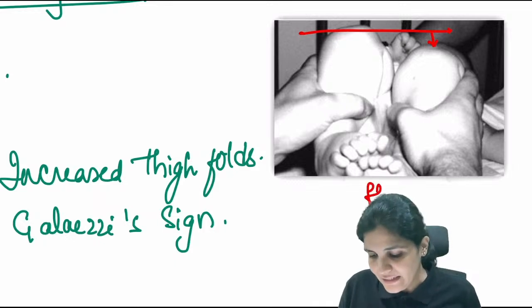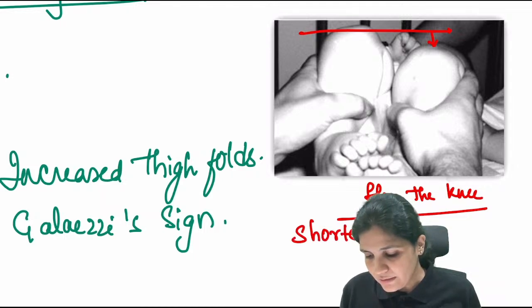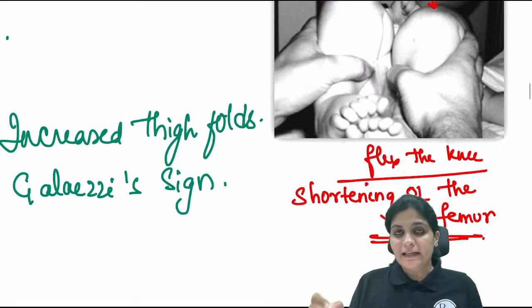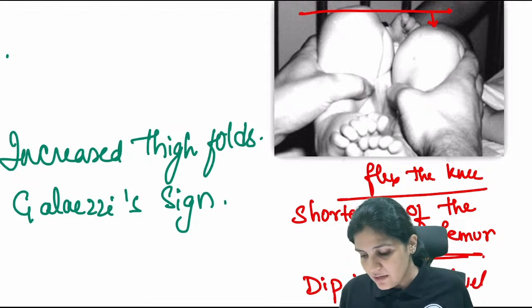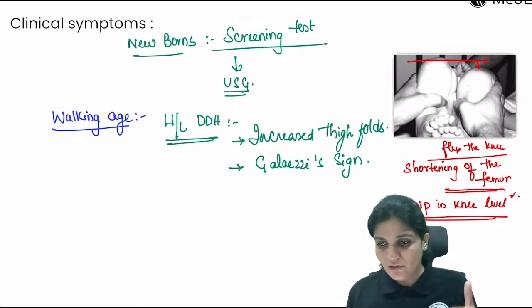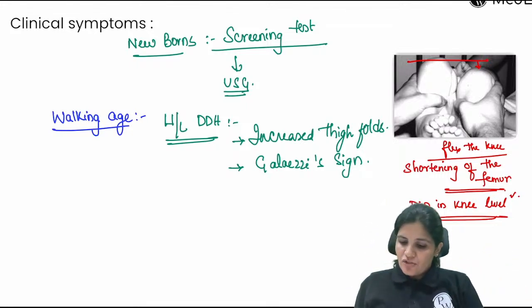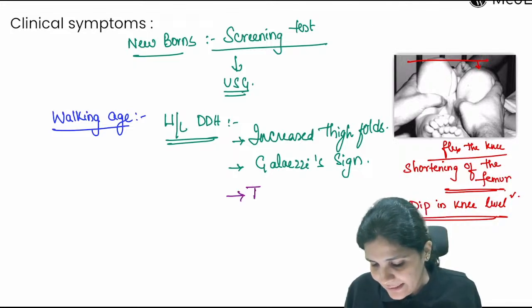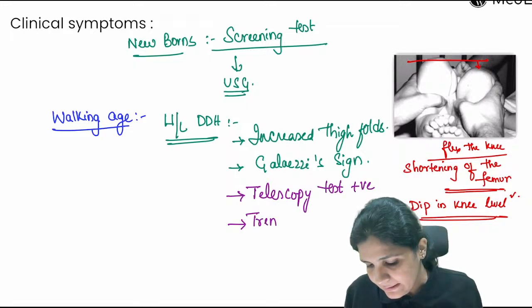What you do is flex both the knees, and now you can notice the shortening of the femur, right? Because of that, the knees are not at the same level. There is a dip in the level. So this is your Galeazzi's test. Understood? This is in the walking age, when the child is after 1 year of age. So there will be increased thigh folds, Galeazzi sign, and one more important thing is a positive telescopy test and Trendelenburg gait.